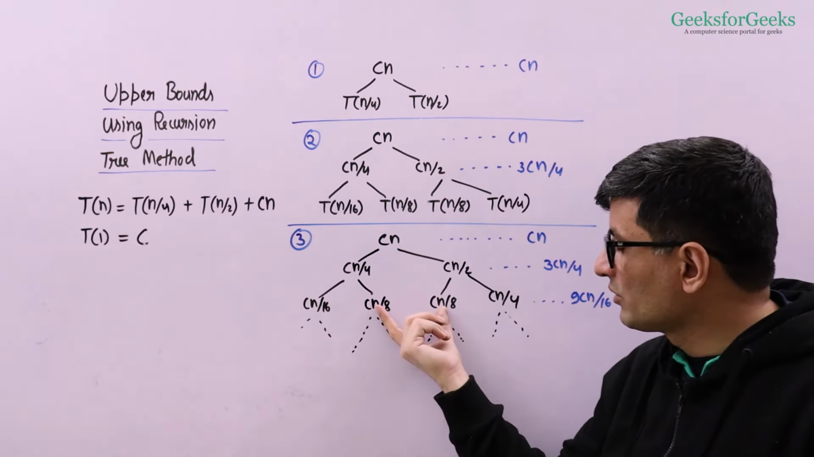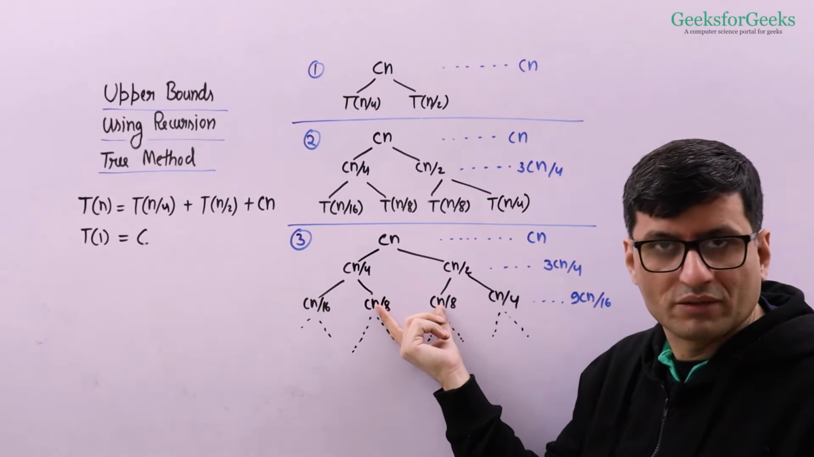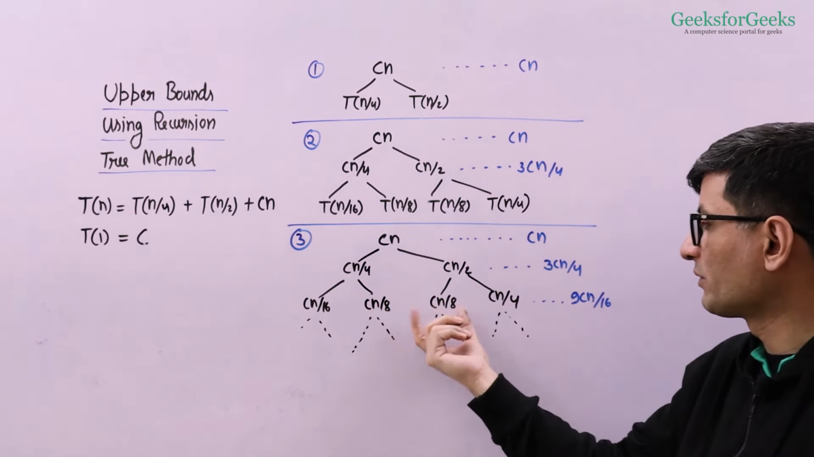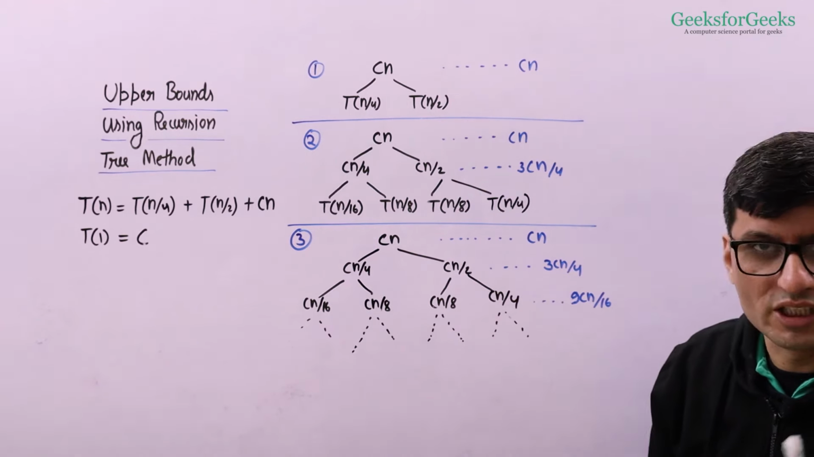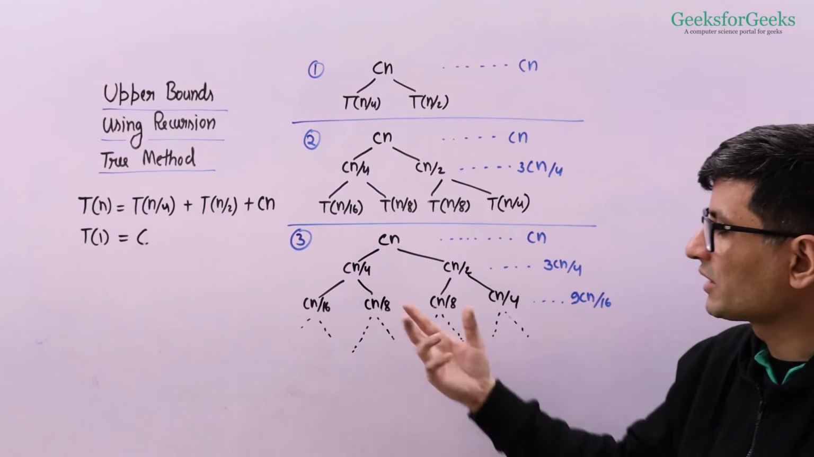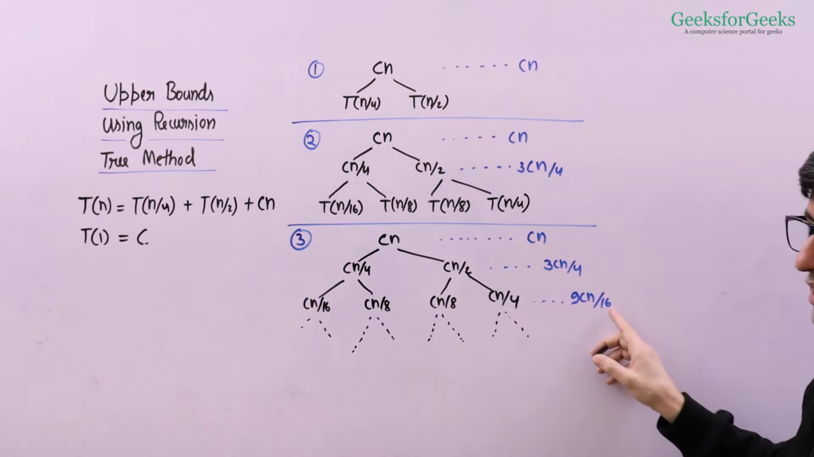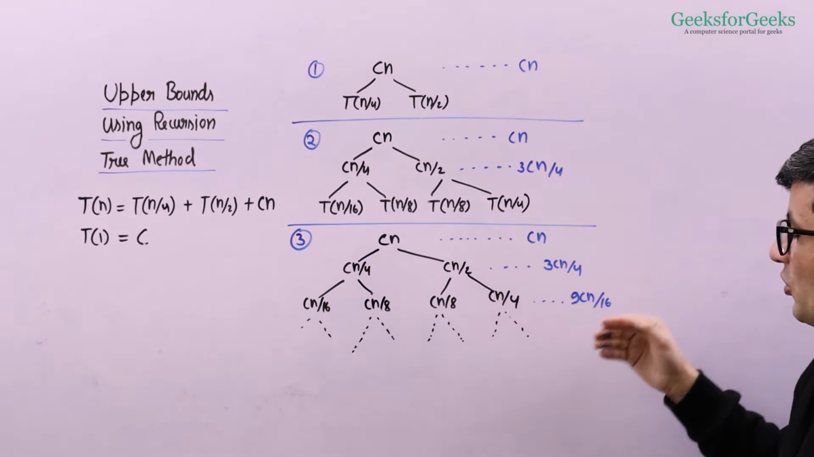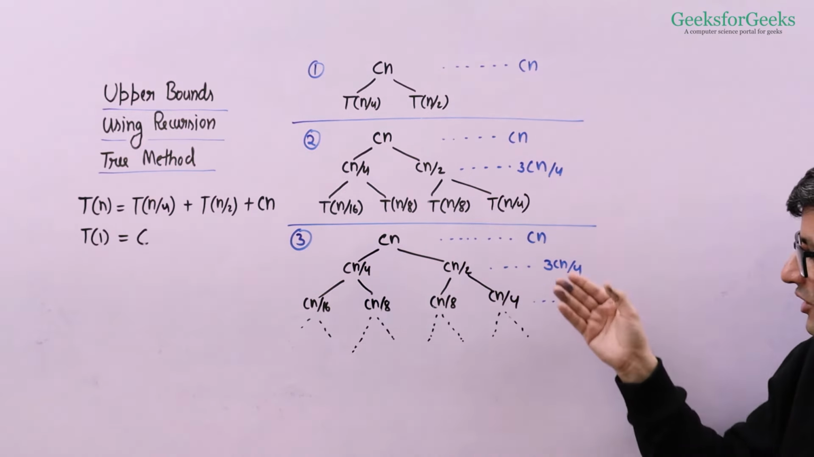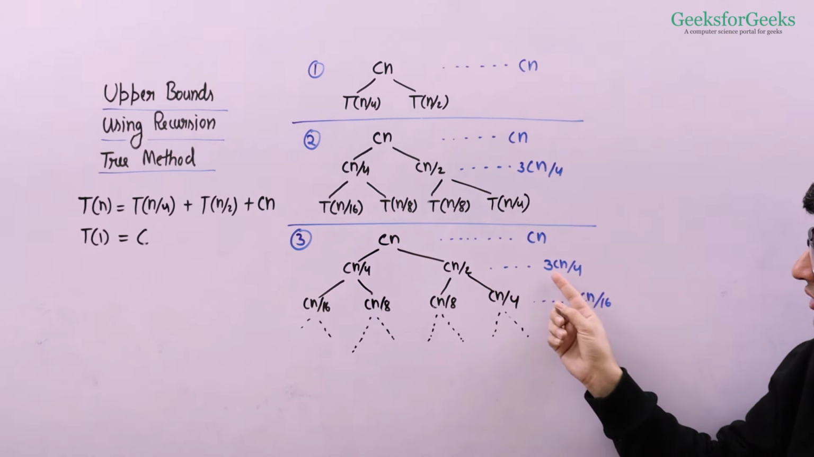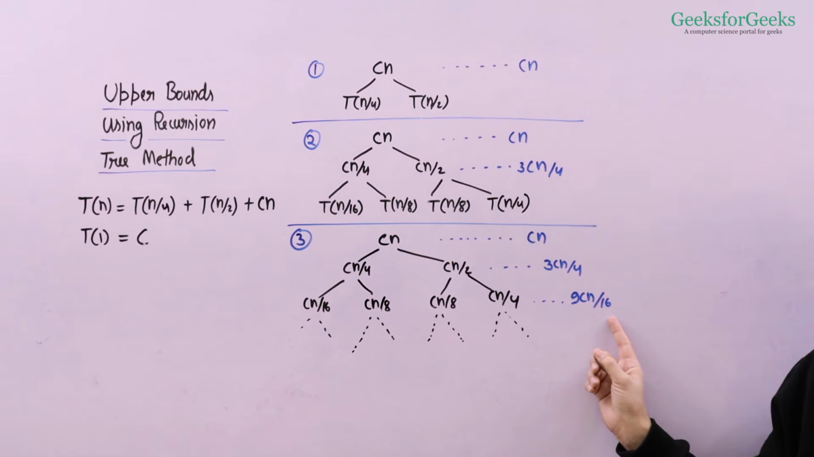So the sum of these two is going to be Cn/4, right? And the sum of Cn/4 plus Cn/4 is going to be Cn/2. And Cn/16 plus Cn/2 is going to be 9Cn/16, right? You might see a pattern now. It's a geometric progression with common ratio 3/4, right? Cn, 3Cn/4, 9Cn/16.